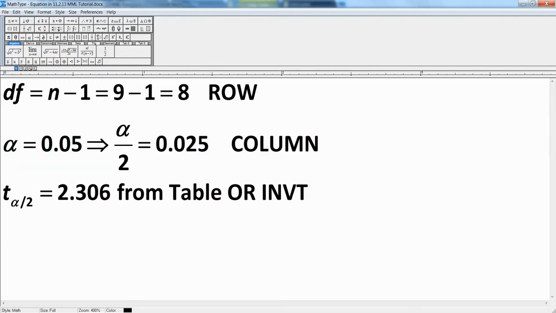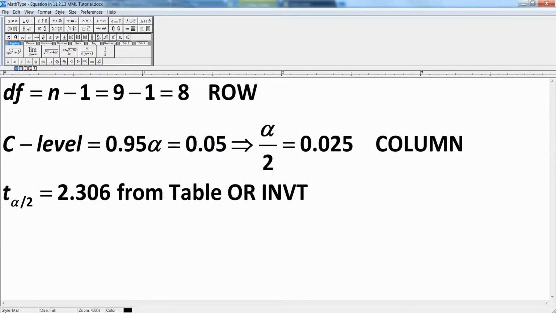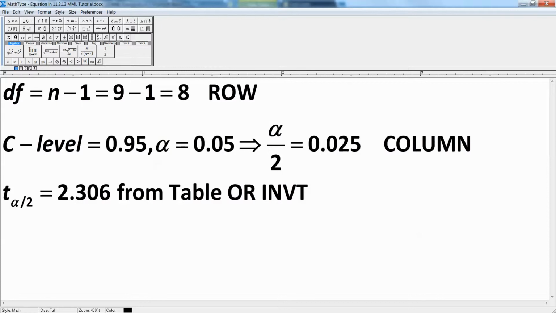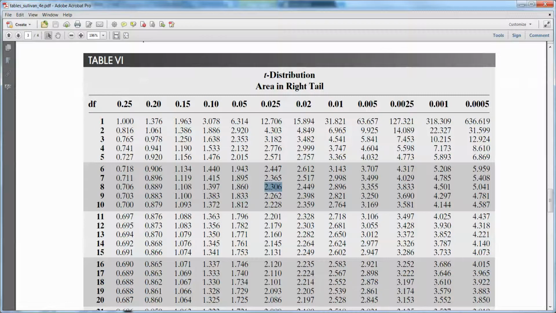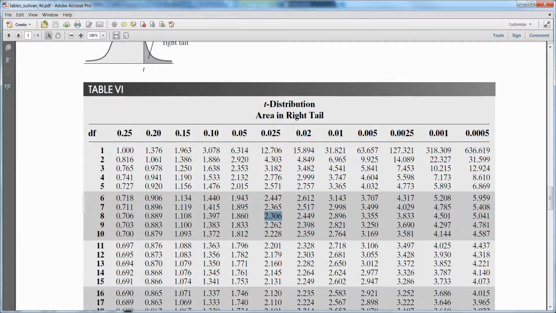So the C level was 0.95. That means your alpha was 0.05, and that means alpha over 2 is 0.05 over 2, which is 0.025. There's the column in your table. If you grab your table, which of course you'll have given to you on every exam, you can see that in the 0.025 column and row number 8, there you go, it's 2.306.